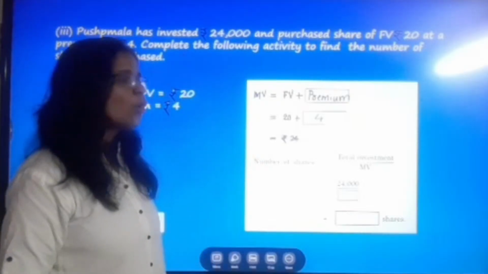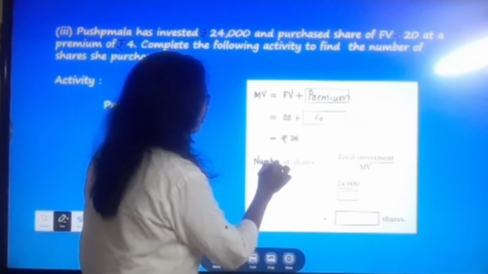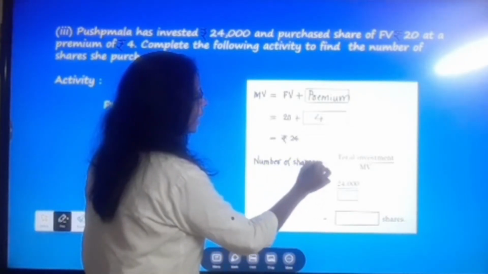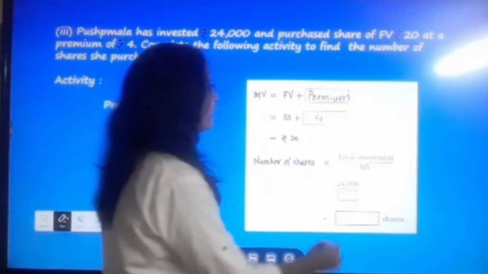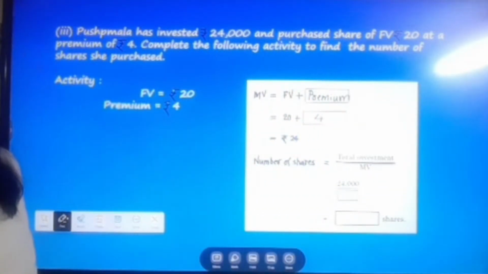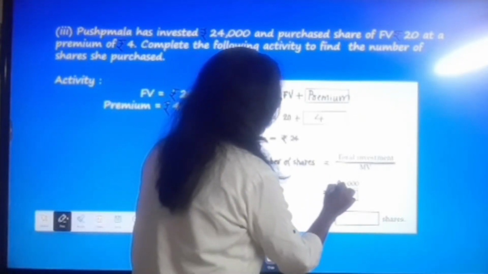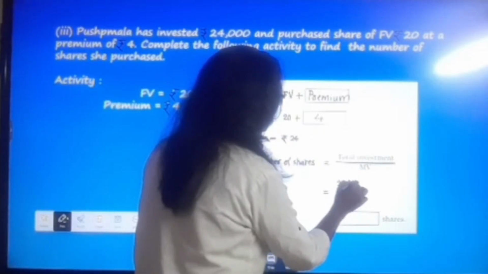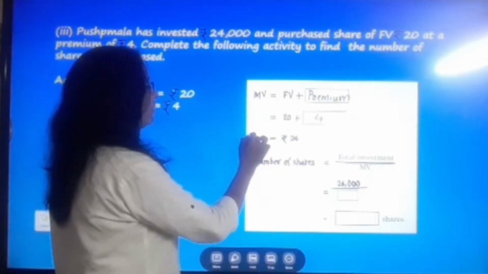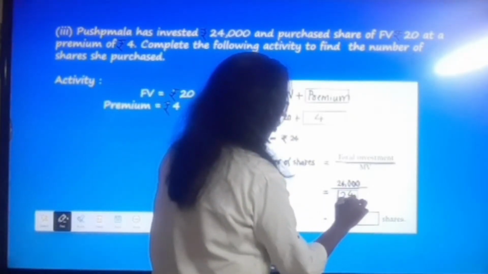Yes, number of shares. Okay, so I write down here number of shares. The formula is that it is equal to total investment upon market value. So here, students, total investment is equal to 24,000 and then divided by market value. So here that 24 rupees is the market value. So I write here 24 in this box.